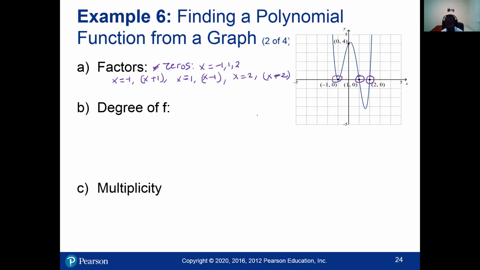But something happens in terms of its multiplicity, we'll talk about it. Okay, so the question is part B: what is the degree of this function? All right, we know the turning points.